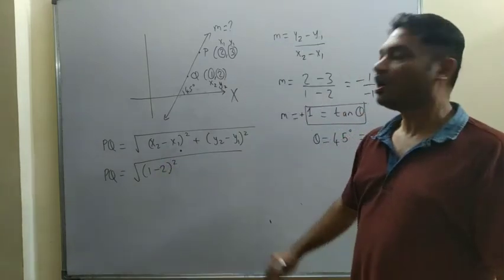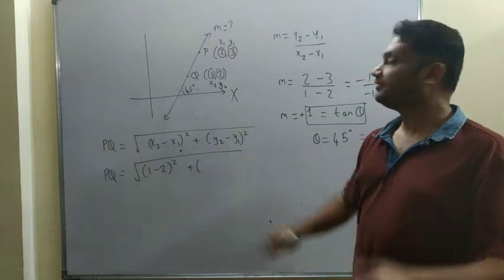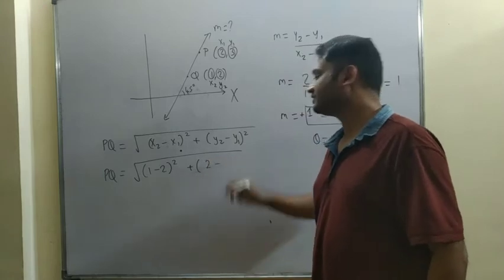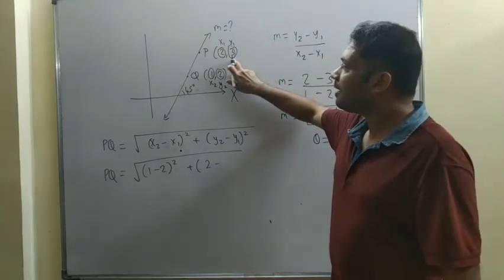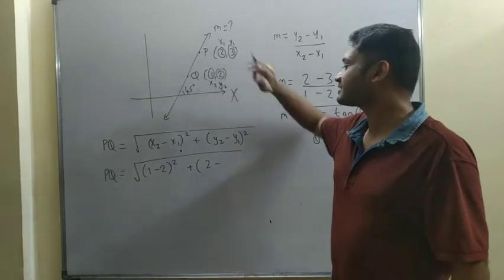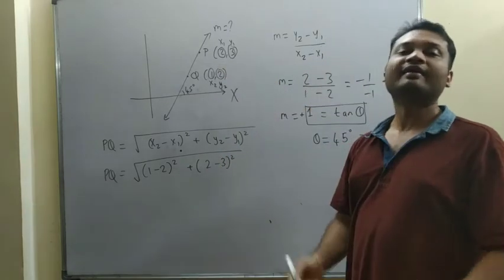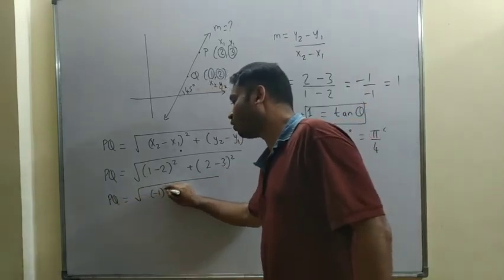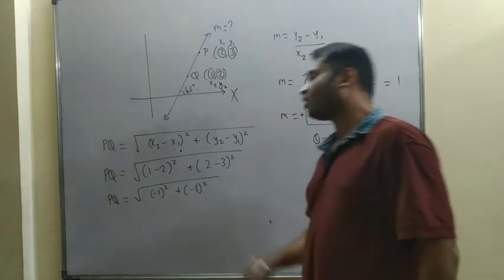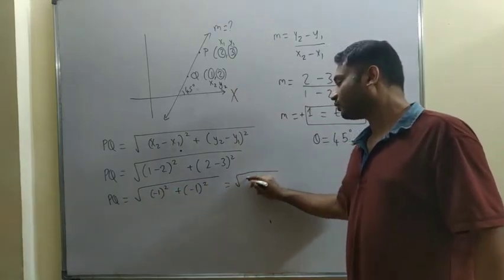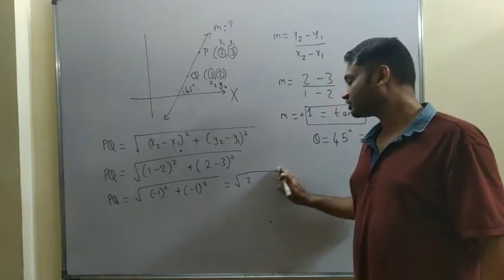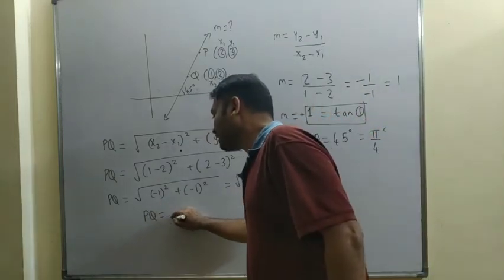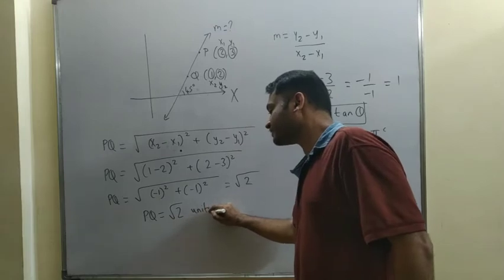So 1 minus 2 the whole square plus y2. y2 refers to the y coordinate of point Q, which is 2 in this case. y1 refers to the y coordinate of point P, which is 3 in this case. So our distance PQ comes out to be square root of (minus 1) the whole square plus (minus 1) the whole square, which is nothing but square root of 1 plus 1, which is 2. So our answer, distance PQ, will come out to be root 2 units.